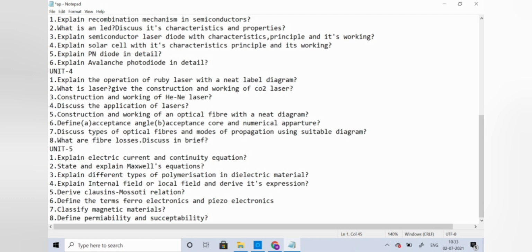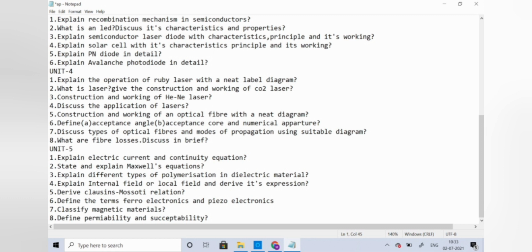diagram. It gives an impression for the evaluator on the student. Sometimes the evaluator may not check the answer, but he will see the diagram whether it is neatly presented or not, and he may give marks. So please draw the diagram neatly.